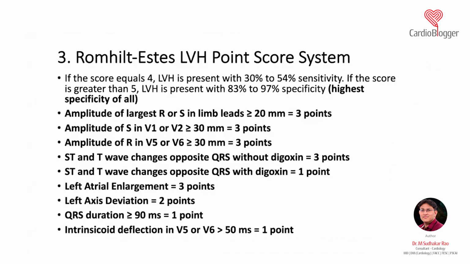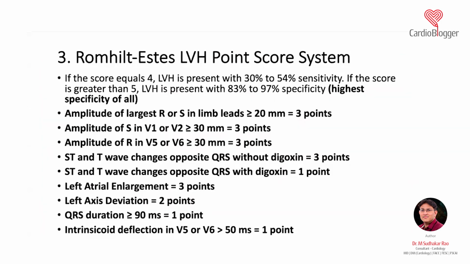Now, let's go to a criteria which has the highest specificity. It means if this criteria is there, it has to be LVH. Whereas Cornell has the highest sensitivity. It means if this criteria is not there, it cannot be LVH.